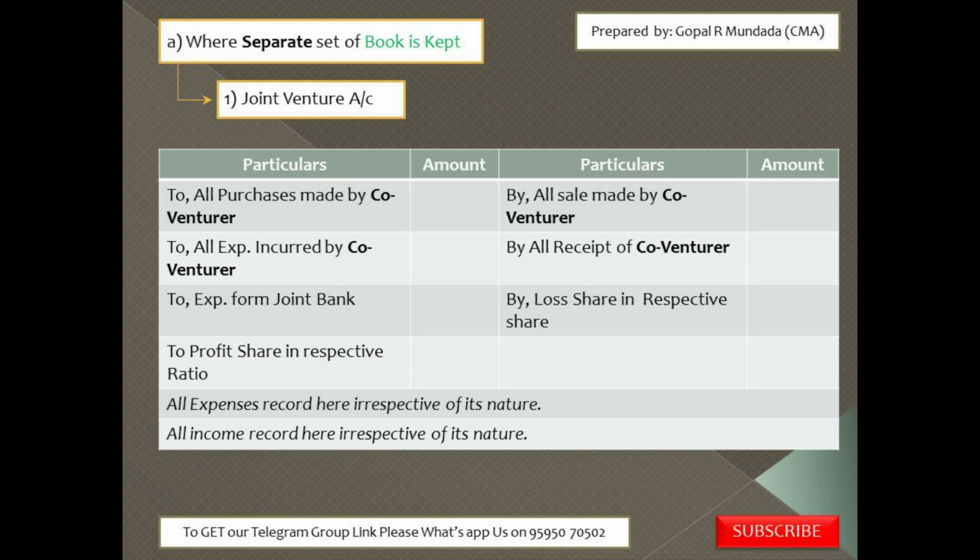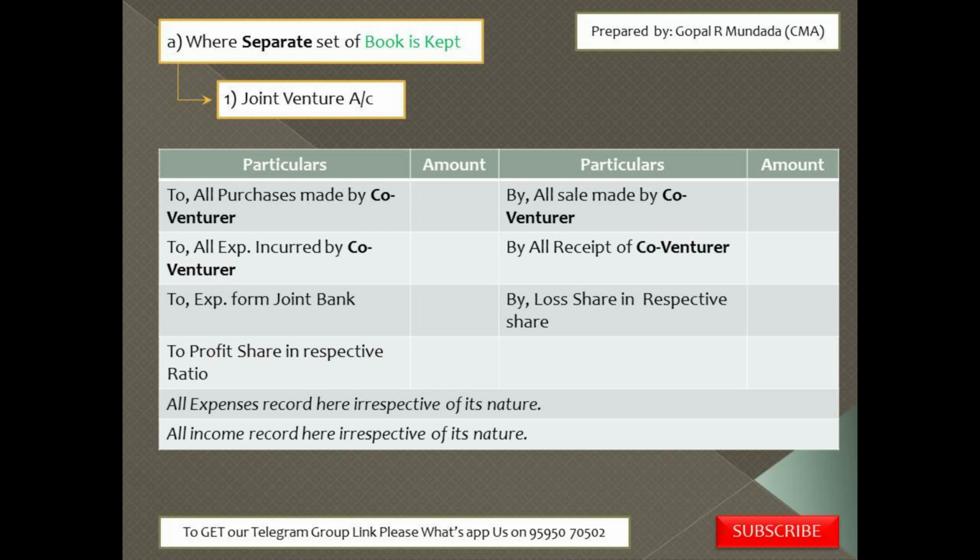And next, all expenses out of the joint bank also appear on the debit side of the joint venture account. Next is all expenses irrespective of their nature. All expenses means irrespective of their nature, because in a joint venture we also record the capital receipts and capital expenses required for such joint venture project or joint venture contract.